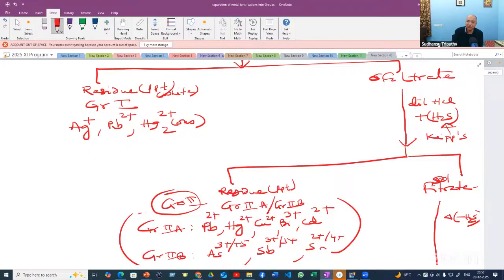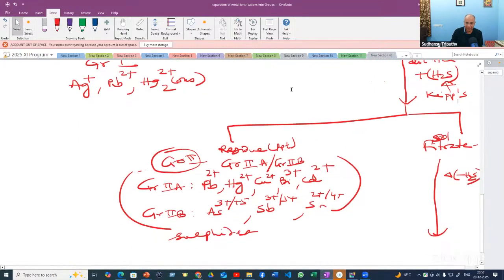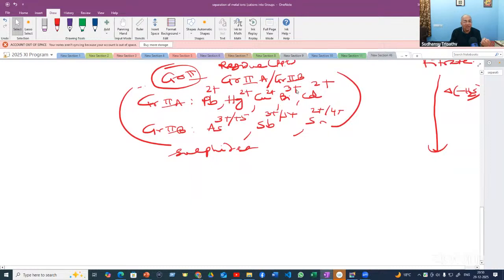So Kipp's apparatus. What they do is take sodium sulfide solution. They prepare sodium sulfide solution. They ask to add some sodium sulfide instead of passing H2S. No, that is not correct. For a single salt it is okay, but for systematic analysis it is not okay. Now the filtrate is heated to remove H2S.